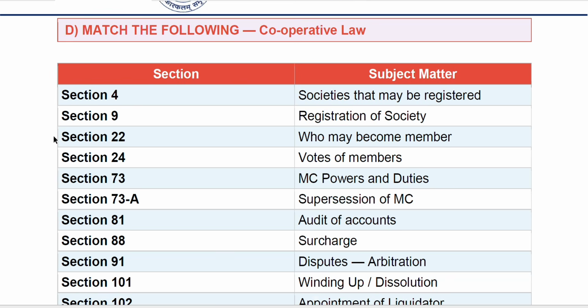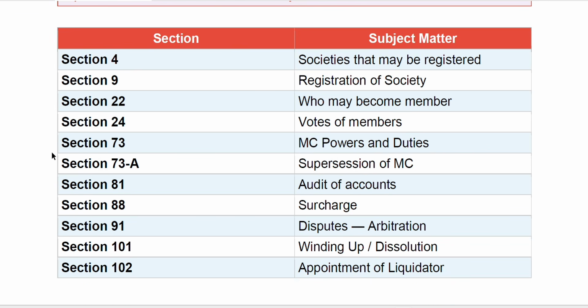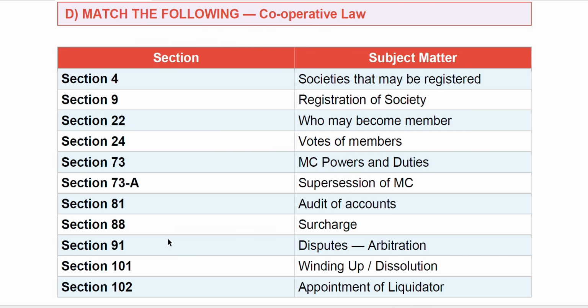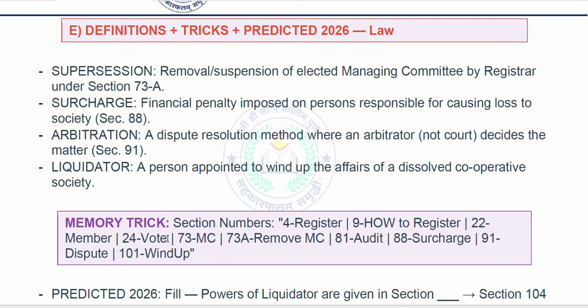Match the following, actually here sections and their subject matters. Section 4, society that may be registered. 9, registration of society. 22, who may become member. 24, votes of members. 73, MC powers and duties. 73A, supersession of MC. MC is managing committee. Section 81, audit of accounts. 88, surcharge. 91, disputes arbitration. Section 101, winding up and dissolution. 102, appointment of liquidators. So these are the match the followings.